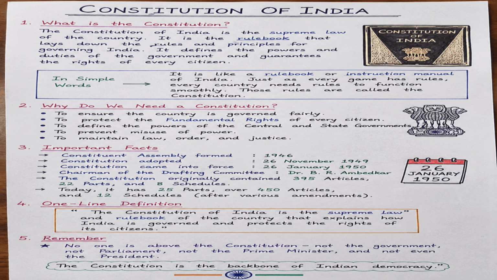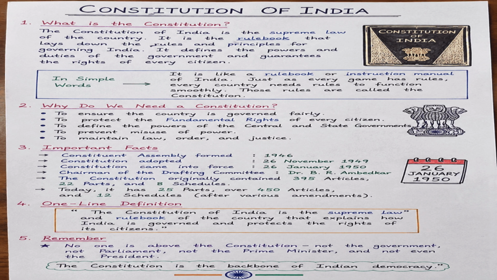Let's take some examples. A mobile phone analogy. When you buy a new mobile phone, it comes with a user manual explaining how to use it properly. Similarly, when India became an independent nation, it needed a manual explaining how the country should function. That manual is the Constitution.